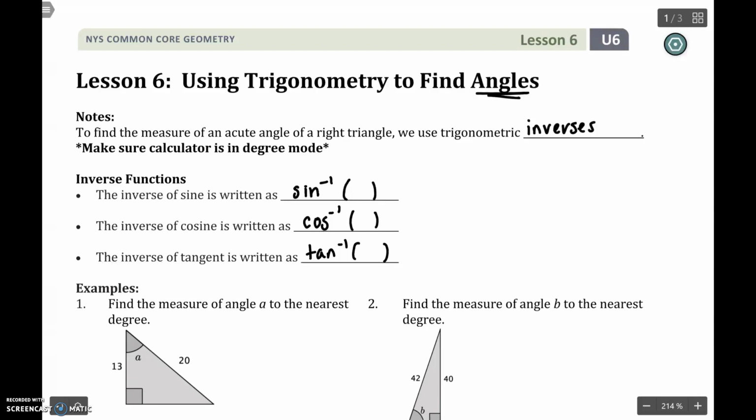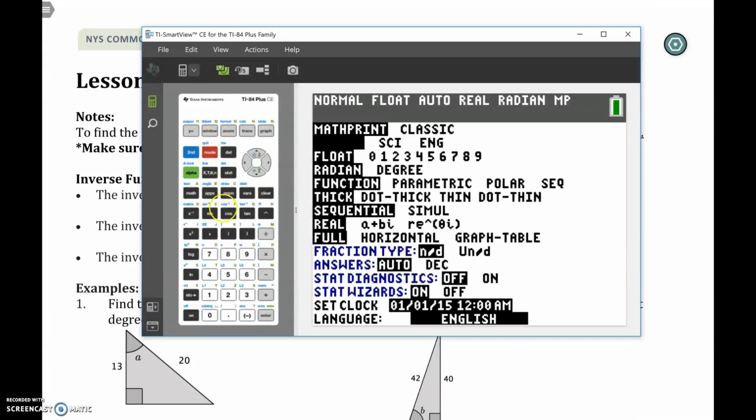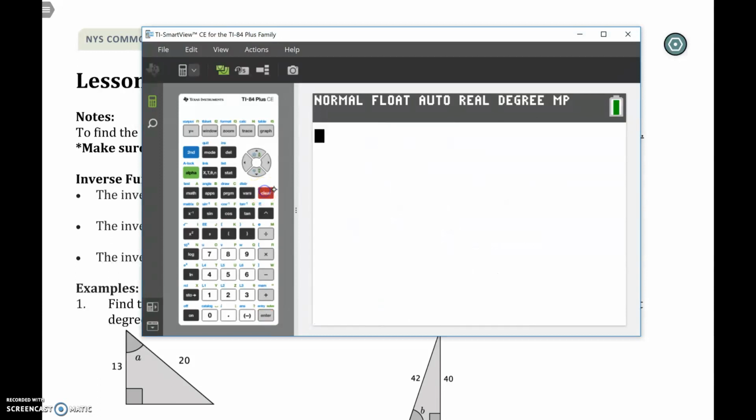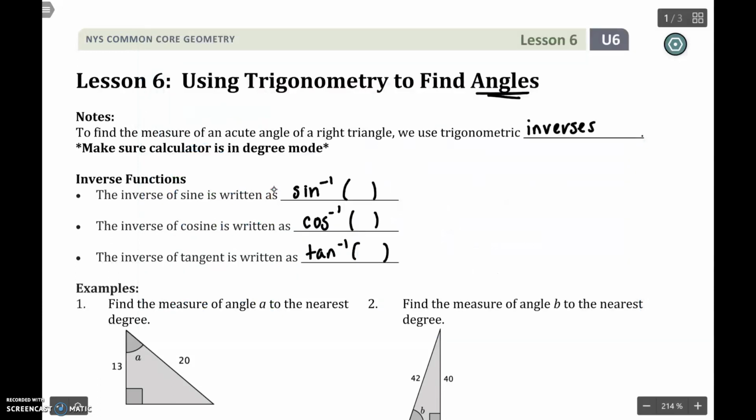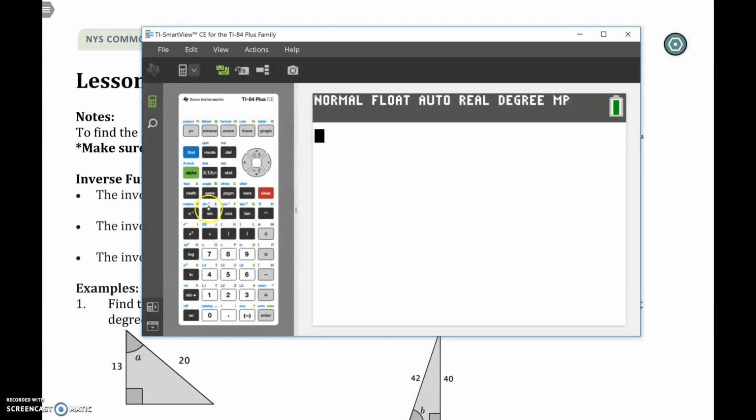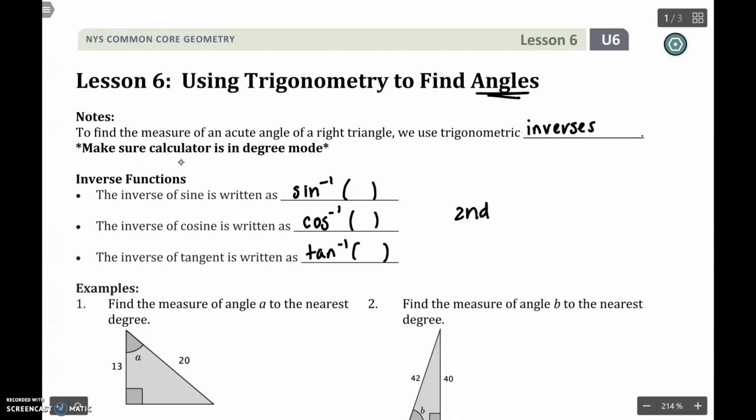In order to do that, we need to use what's called trigonometric inverses. So do make sure your calculator's in degree mode every time you do this by hitting your mode button, going down and highlighting degree and hitting enter, and then you'll be in degree mode. And then when we do these, like I said, we're going to use the inverse function. So the inverse of sine is written as sine with a -1 power, cosine with a -1 power, and tangent with a -1 power. On your calculator, you can see that they're in blue on mine here above the sine, cosine, and tangent because we use the second button to get to those. So always remember that those are the second functions.